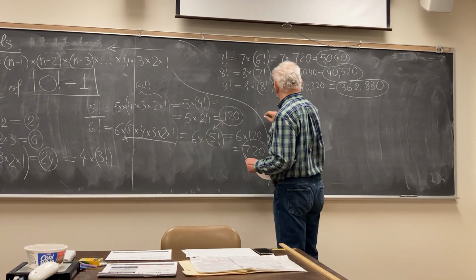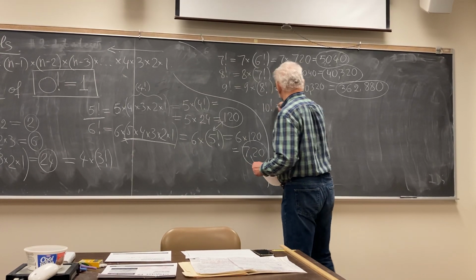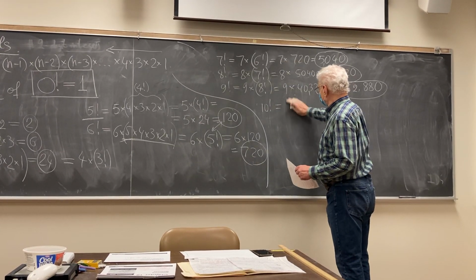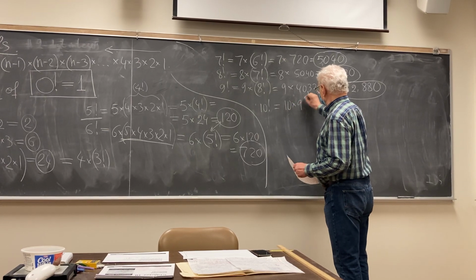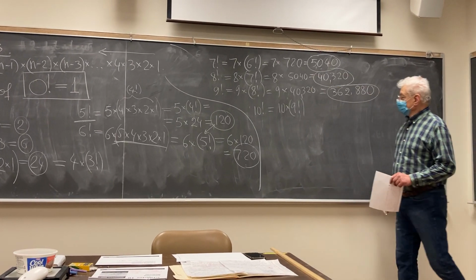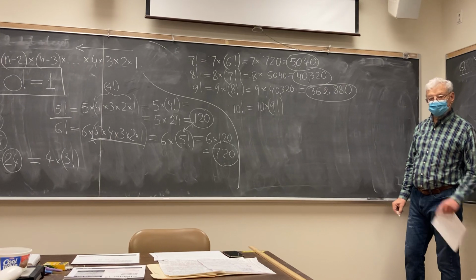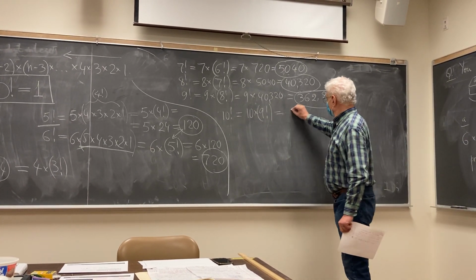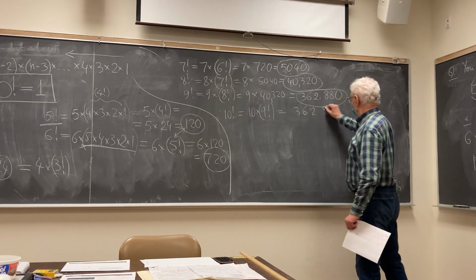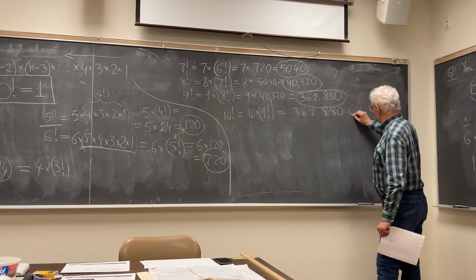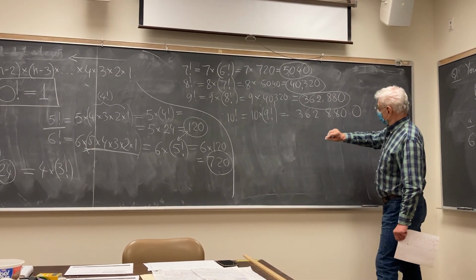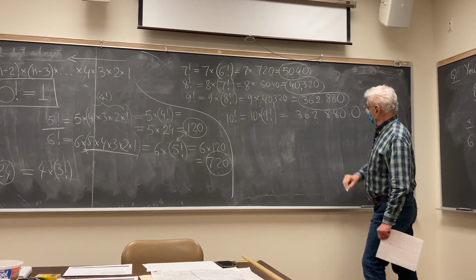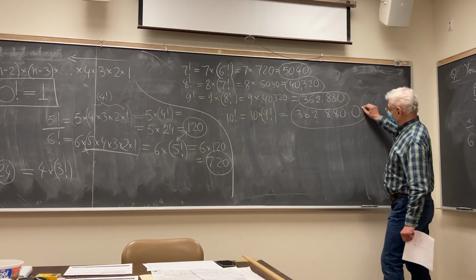And finally, 10 factorial is 10 times 9 factorial. So when you multiply by 10, you just write a 0 at the end. So you take this number, 362,880, and write one more 0. And then write a comma if you want here. 3,628,800.